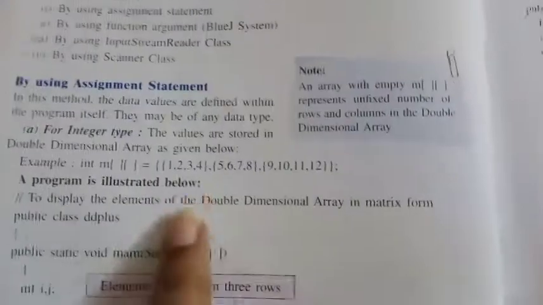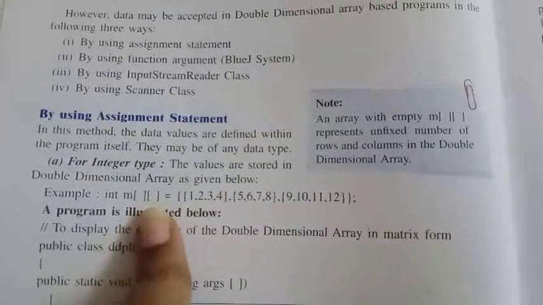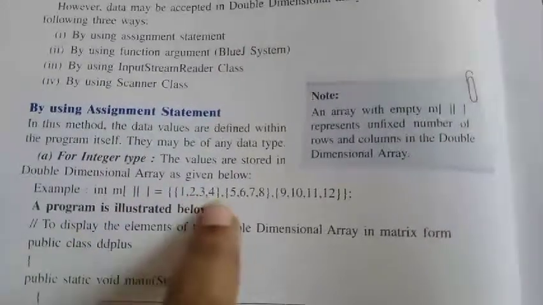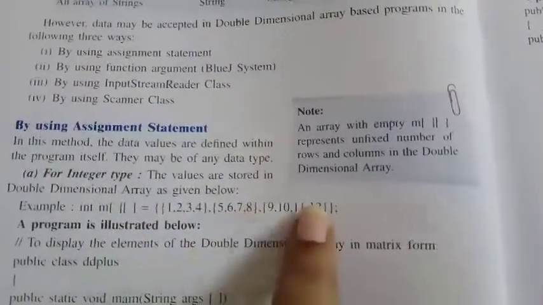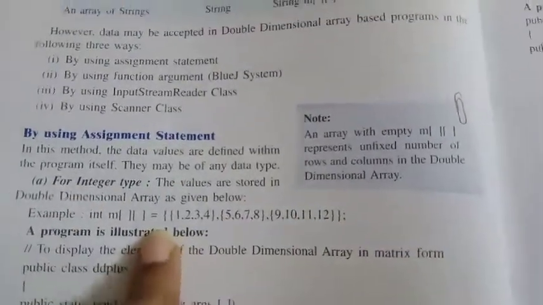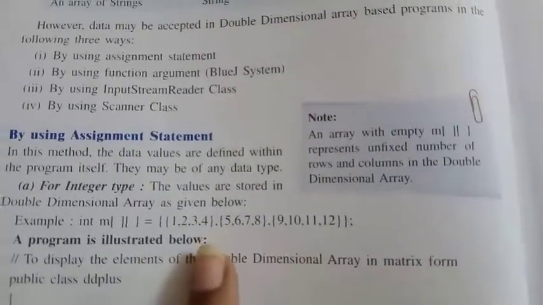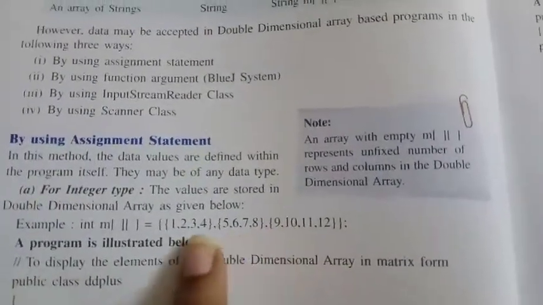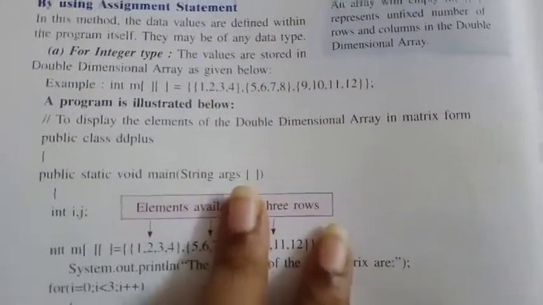In this method we are going to assign the values in the program itself while declaration. See, int m, we have declared the array and we are going to give the values here. So this is called the assignment method. You are going to just assign the input values during the declaration itself, that is within your program itself. You are not going to take the input from anywhere and assign it. You are just going to assign the values directly. Whatever values you want, you are going to enter in the program itself. We will see an example for this.